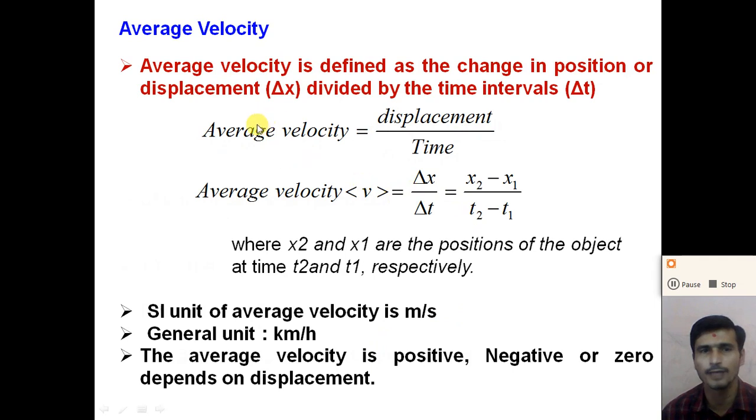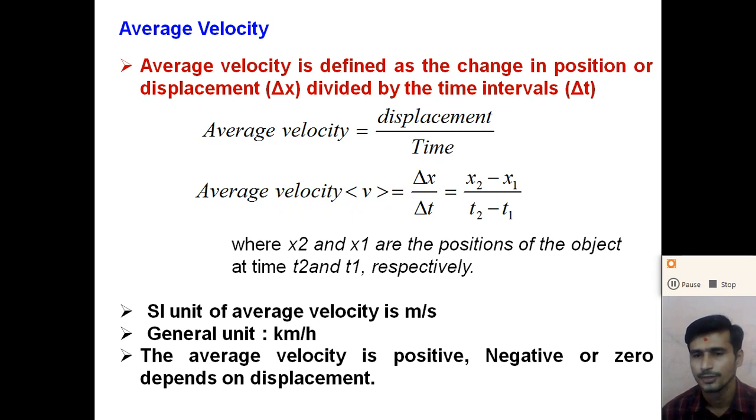Now what is the average velocity? The average velocity is defined as the change in the position, or we can say the displacement divided by the time interval, or the ratio of the displacement to the time interval, right? So the average velocity is equal to displacement divided by time. Average velocity and average speed are denoted by bracket V or V bar, but we use bracket V to represent the average velocity. So the average velocity V is equal to delta x by delta t, right?